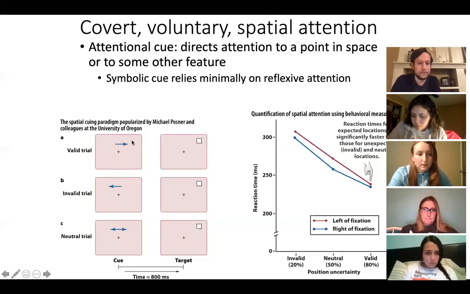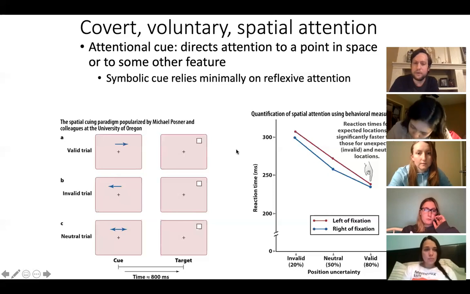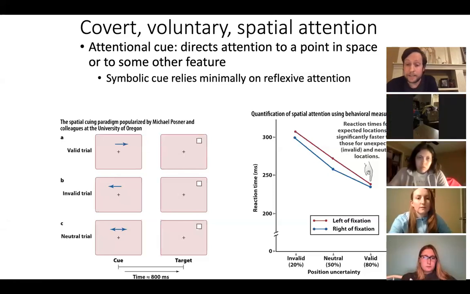The top one right here or the one below it? That is the valid trial or the invalid trial. In which of these two trials do you expect you would be quicker to respond to that box when it appears? The valid trial. It is the valid trial.